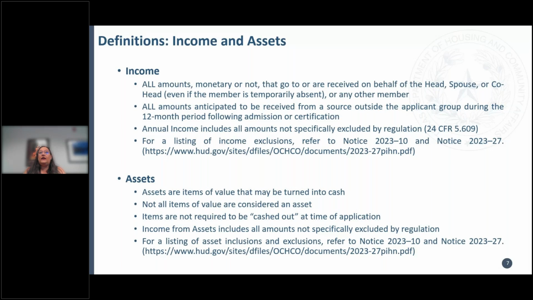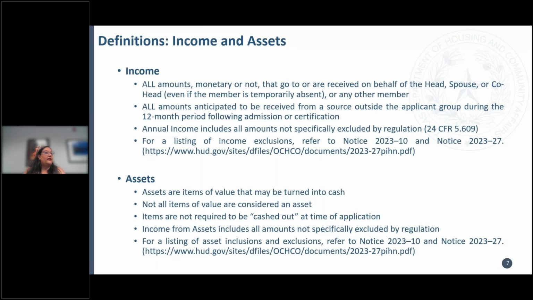Annual income includes all amounts not specifically excluded by regulation, and that regulation is 24 CFR 5.609. You can actually go to your search engine of choice and type in 24 CFR 5.609, and it will pull that up for you. If you wanted to view the list of income exclusions, you can use that HUD notice as well, and that is linked again there on that last bullet.